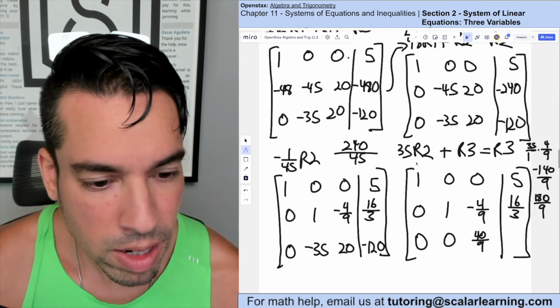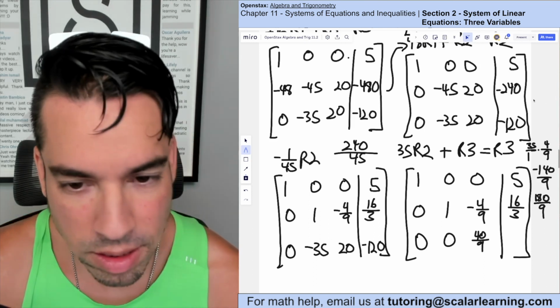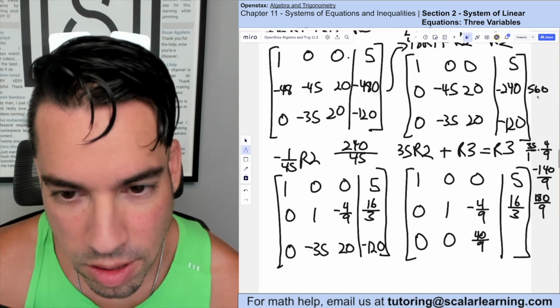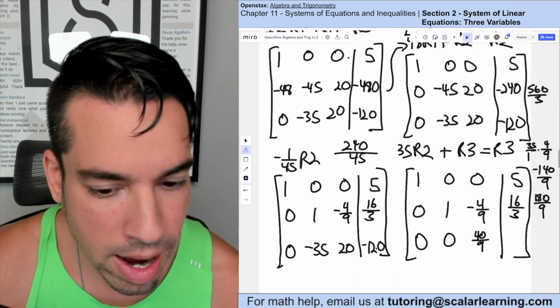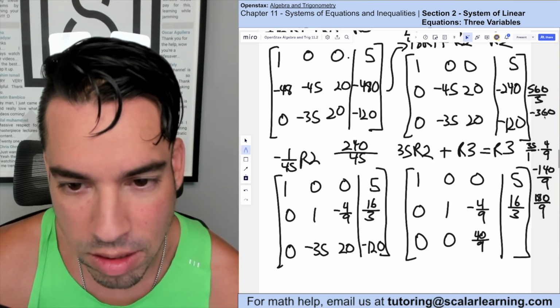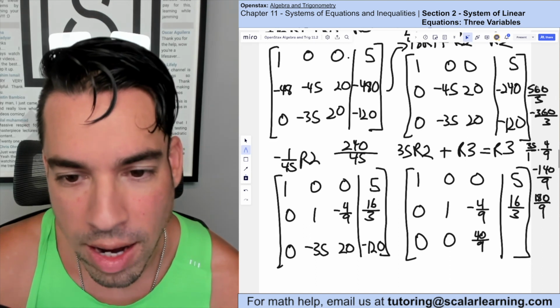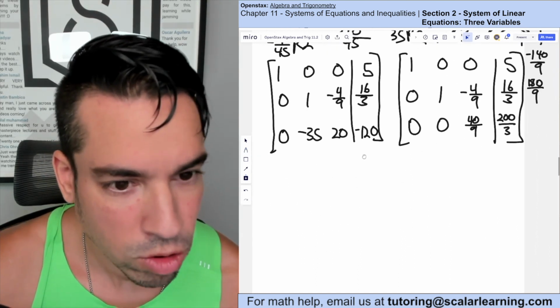And then we got 35 times 16 thirds. Let's write that out. 35 times 16 is 560. So that's 560 over 3. And then we're adding it to negative 120, which is negative 360 over 3, right? Add those together and we get positive 200 thirds. All right, we're almost there. Let's move it down, make a little bit more room.